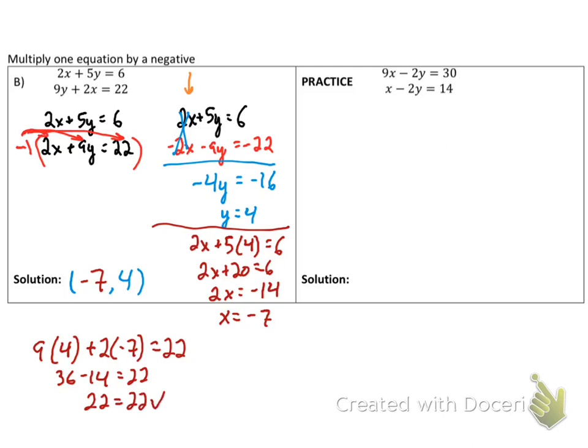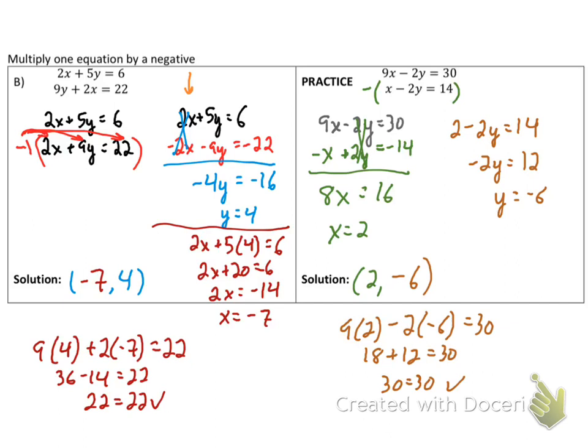All right, so that's how we manipulate an equation. We are going to multiply one of the equations by a number. And so in this one, all we need to do is multiply the equation by a negative 1 in order to get my opposite coefficients. So go ahead and try the practice problem, and then that'll wrap up this video.